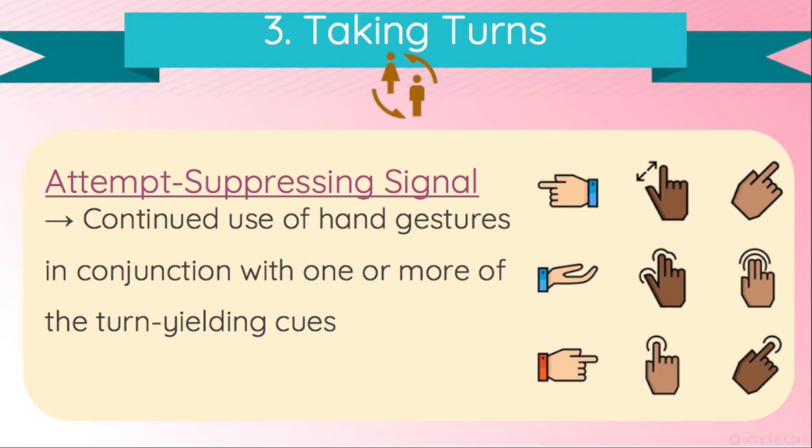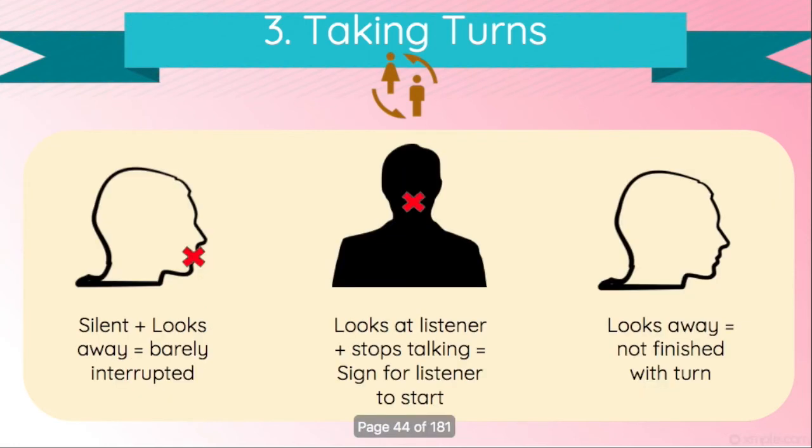Essentially, an attempt suppressing signal is the continued use of hand gestures in conjunction with one or more of the turn yielding cues. Although we show turn yielding cues, such as staying silent because you don't know what else to say, you use hand gestures to indicate that actually you want to keep on talking. If you don't drop the hand gestures, it means that you still have the floor, or you still want to have the floor in the conversation.